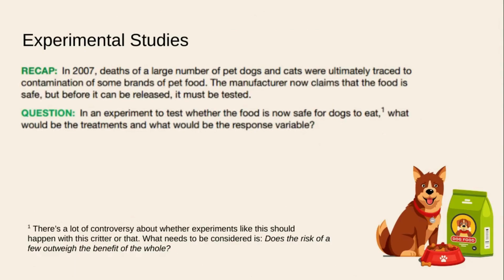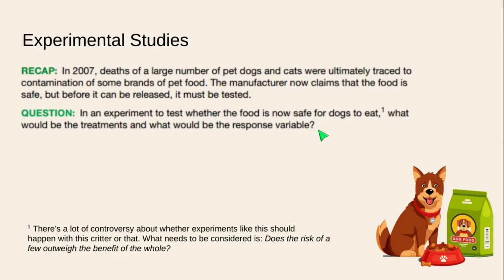So now let's take it back to this pet food dilemma from the last couple slides ago. In 2007, the deaths of a large number of pet dogs and cats were ultimately traced to contamination of some brands of pet food. The manufacturer now claims that the food is safe, but before it can be released, you've got to test it again because we don't want sick cats and dogs. So here's the question. In an experiment to test whether food is now safe for dogs to eat, what would the treatments be and what would be the response variable? Take a moment, think about it, and then answer the question and unpause the video to check your answer.